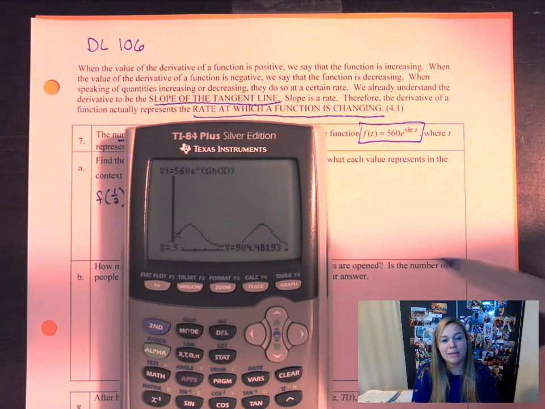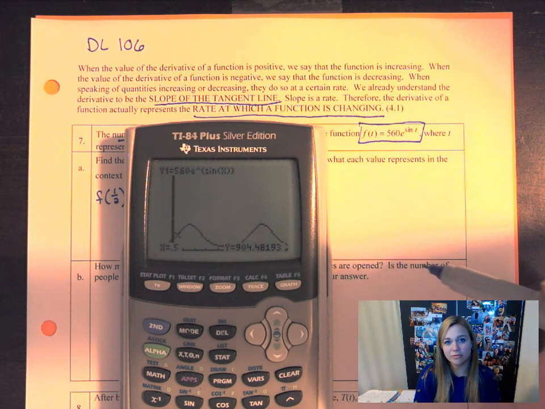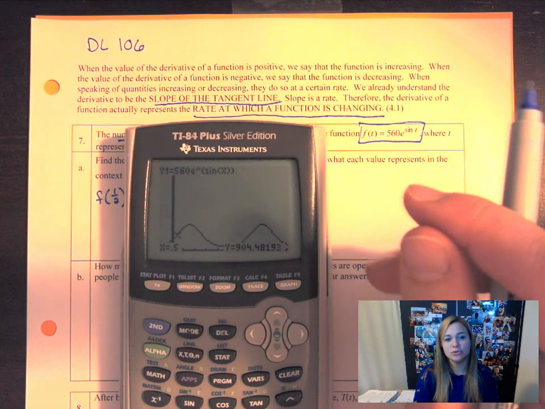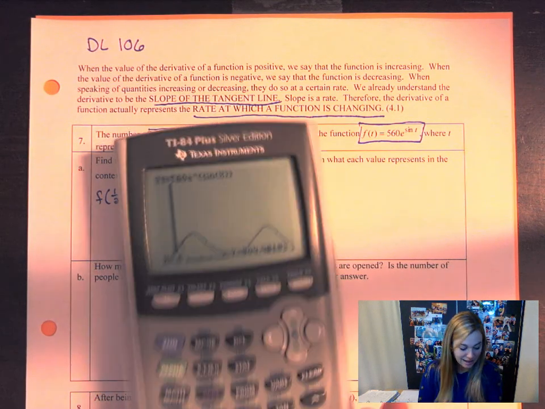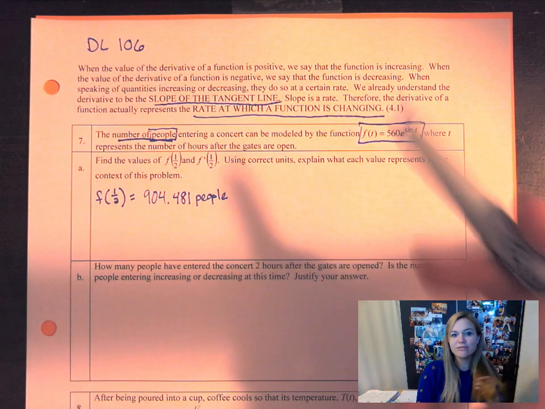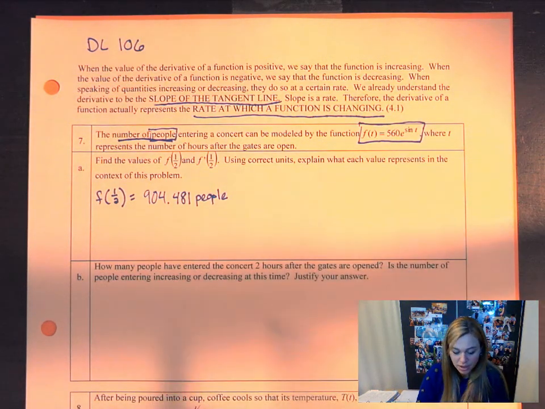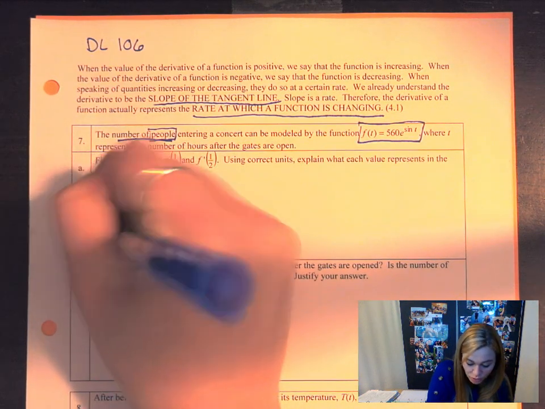The only time I want to give a whole answer, even if we're talking about number of people, which obviously there can't be 0.481 of a person, the only time you want to round to the nearest whole number is if it says round to the nearest whole number. So right now I'm just going to keep it exactly like that. And then in the explanation, maybe I'll say 904, or I can just keep it the same. So this many people.